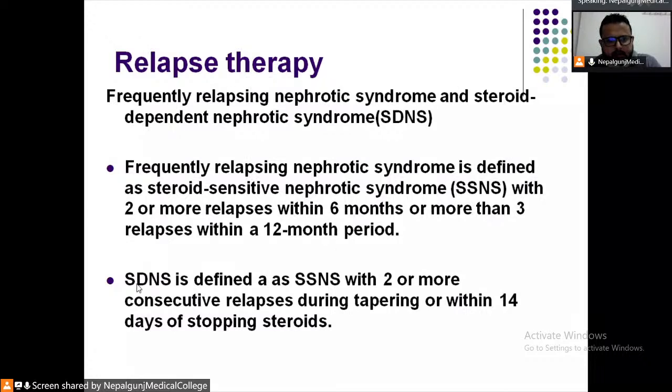Okay. SDNS, that means steroid dependent nephrotic syndrome, is defined as SSNS, that means steroid sensitive nephrotic syndrome, with 2 or more consecutive relapses during tapering or within 14 days of stopping the steroid. So this is the steroid dependent nephrotic syndrome.